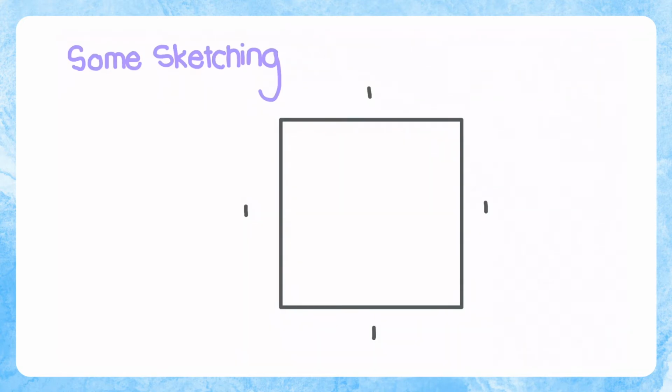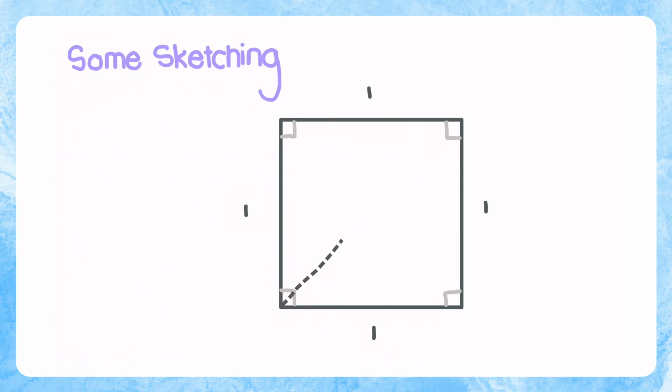So before we get to looking at the actual right triangle, let's do some sketching first. You can just follow along here. So let's say I have a square with the side lengths being a unit of 1. So I have a square here, and since it's a square, I know that the four angles are all right angles, so each angle measures 90 degrees.